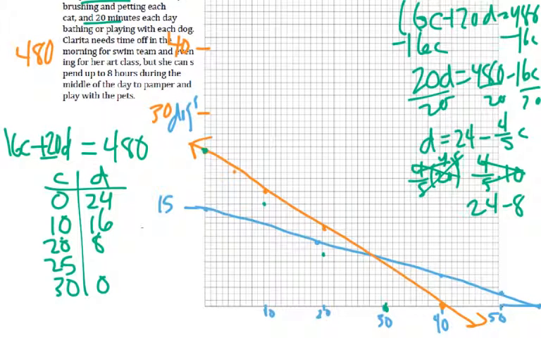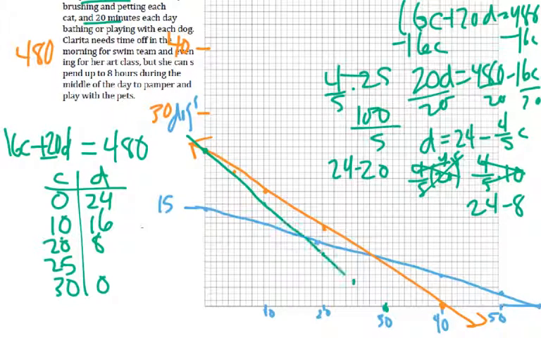And then at 25, 4/5 times 25. 4 times 25 is 100, divided by 5 is 20. 24 minus 20 would give us 4. And there's our last one. So this is looking at those other three constraints, and we could add to that if we really wanted to, that original constraint we did in class. Okay?